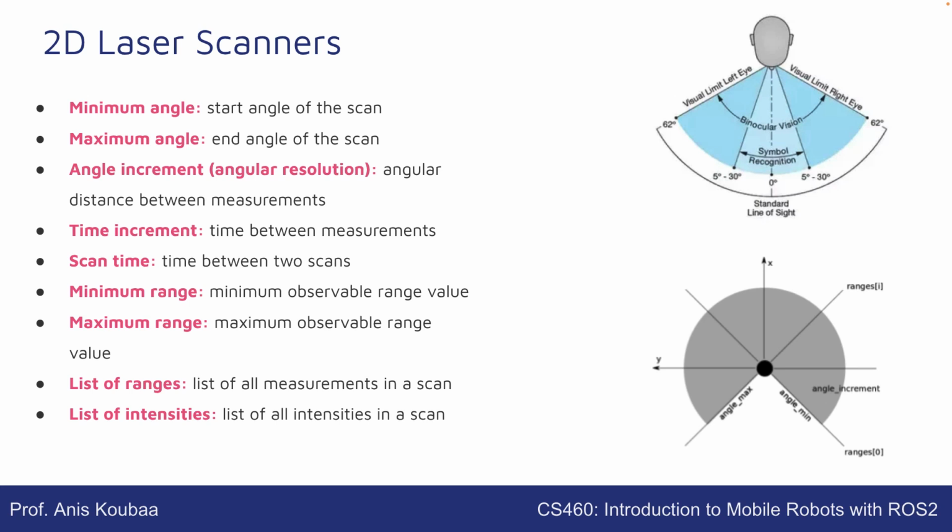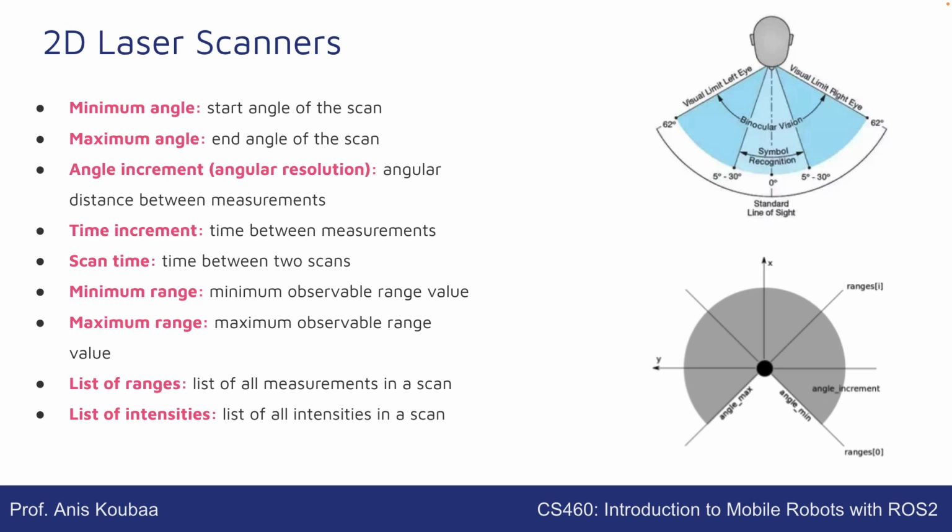So how many values are you going to collect? You will collect 120. If you have, for example, an angle increment of 0.5 degrees, you will be able to collect 240, and so on. The angle increment is called the angular resolution. When the angle increment is smaller, you will be able to detect more obstacles.